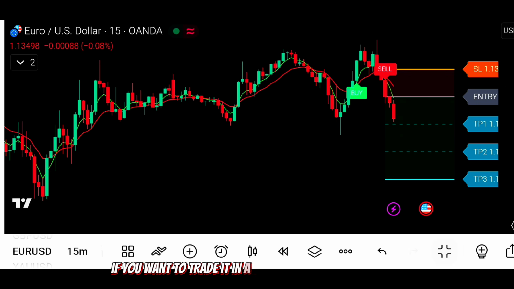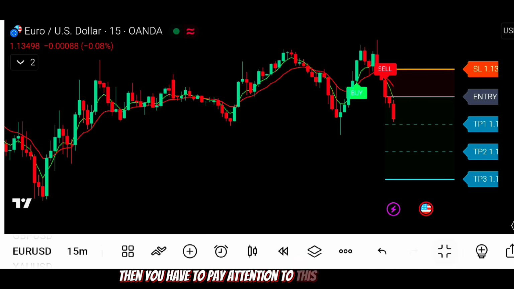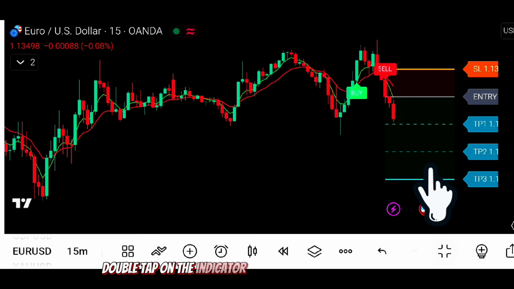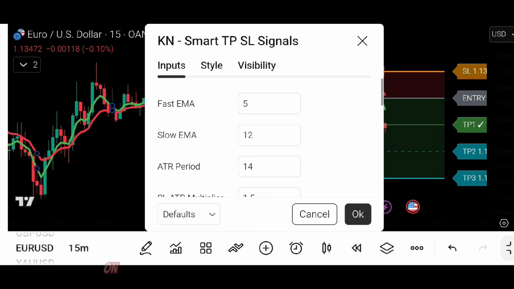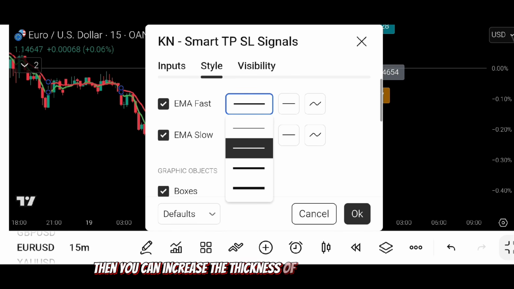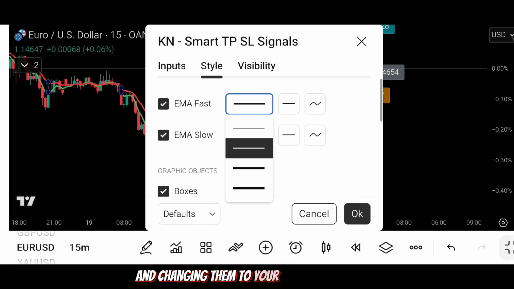If you want to trade it in a way that you will get better signals and make more profits, then you have to pay attention to these quick settings. Double tap on the indicator, and you will see these settings appear. On this page, you are only making a little change. Change the slow EMA input to 12 instead of 13. Then you can increase the thickness of the slow and the fast EMA in order to make them more visible on the chart. Now, to begin with, you should use the default colors of the indicator so that you will really understand how it works before you start changing them to your preferred colors.